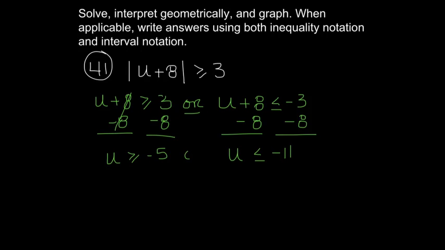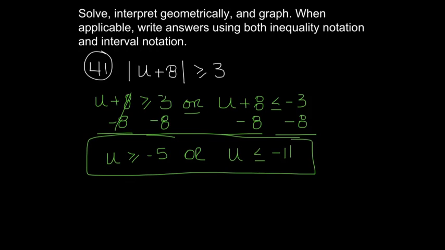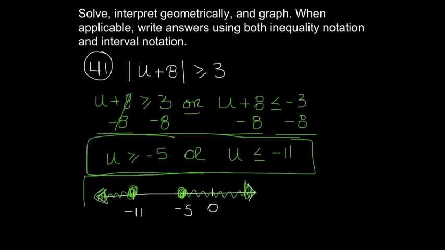So I would put the or in between to show that my solution could come from one inequality or the other one. If I graph both of those inequalities on the same number line, the u is greater than or equal to negative 5 would look like this. The u is less than or equal to negative 11 would look like this. So here is the graphing notation.